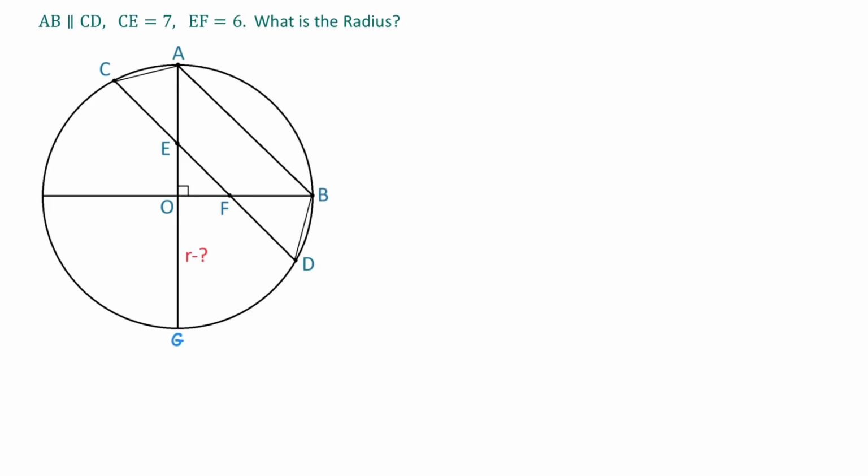Hello! In this figure, we have a circle where the chords AB and CD are parallel. CE is 7 units and EF is 6 units. Using this information, we need to find the radius.